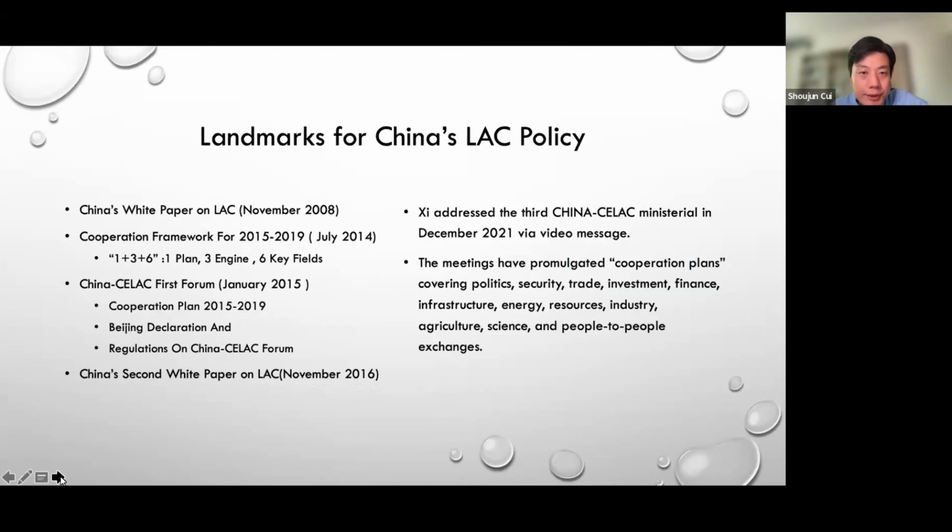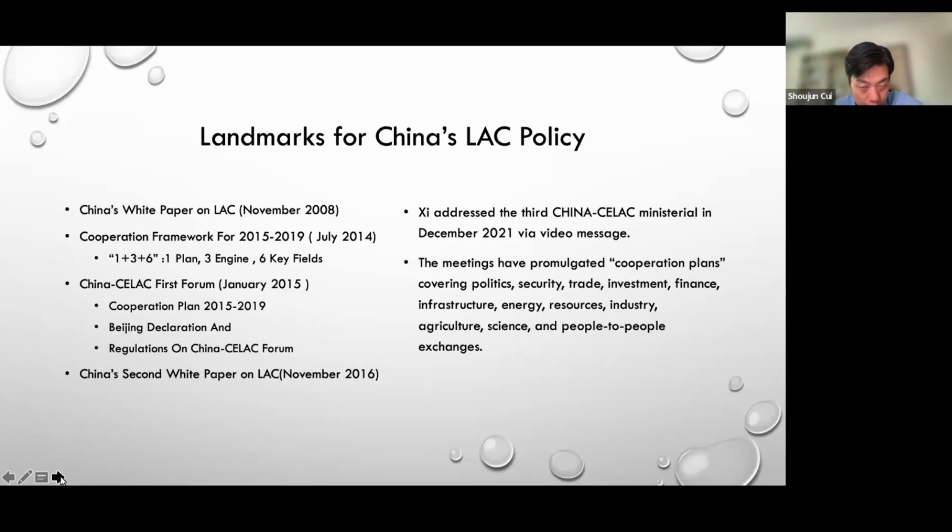And then I move on to China-Latin America relations. There are several landmarks that can be noticed in China-Latin America policy. I think the first one is the China white paper on Latin America, called the China-Latin America policy. This policy was issued in November 2008.